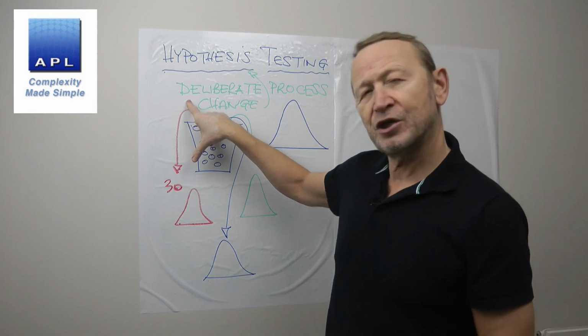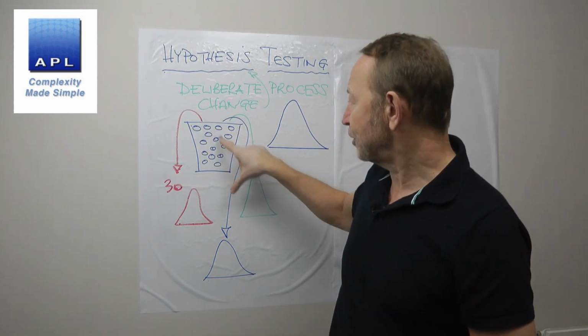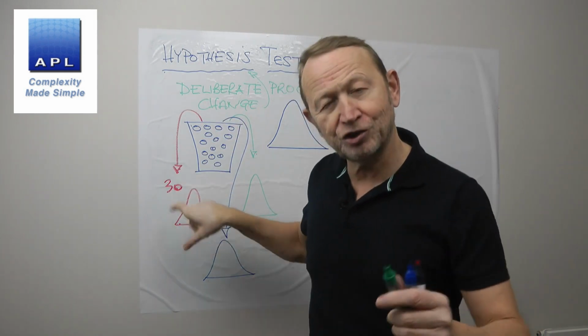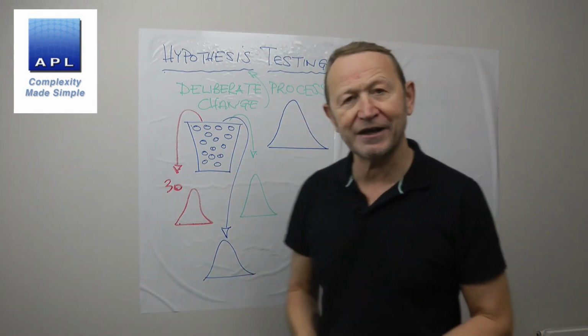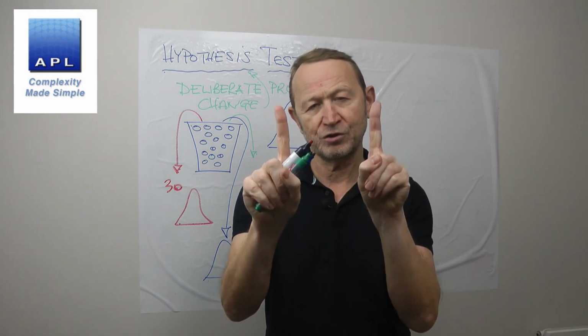But of course, you made a deliberate process change. So you took a sample out of the bucket, made a change, made a new bucket, and then looked at the second data set. And what you observed was a shift.